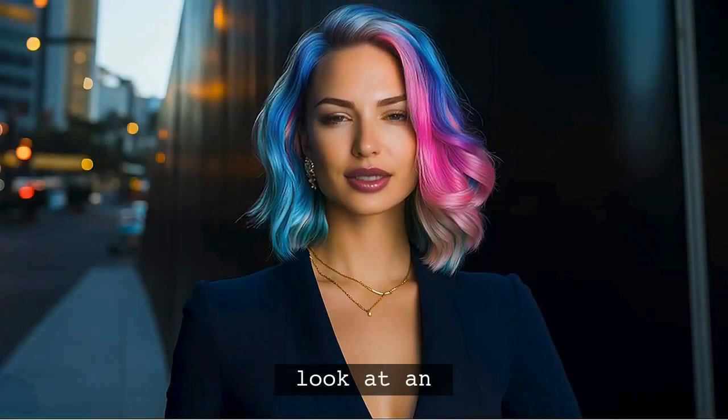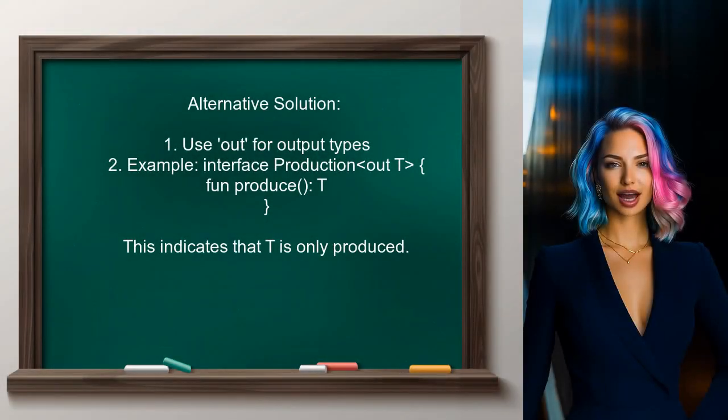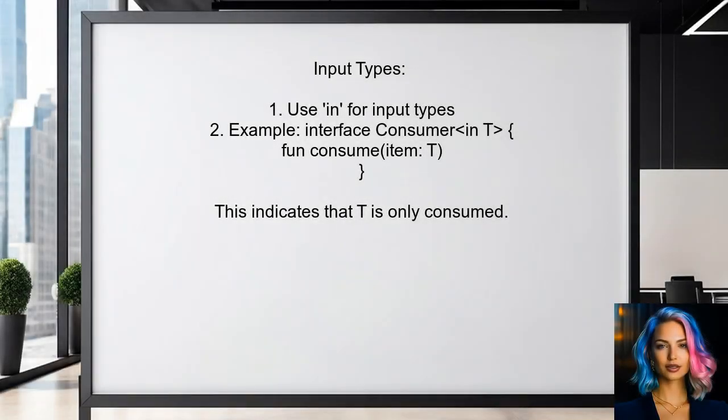Let's take a look at an answer from another user. This user explains that the out keyword in Kotlin is used to indicate that a generic type is only produced as output. They provide an example with an interface called Production, which has a function that produces a value of type T. If your generic class only uses the type as output, you should use out. Additionally, the user contrasts this with the in keyword, which is used for input types.